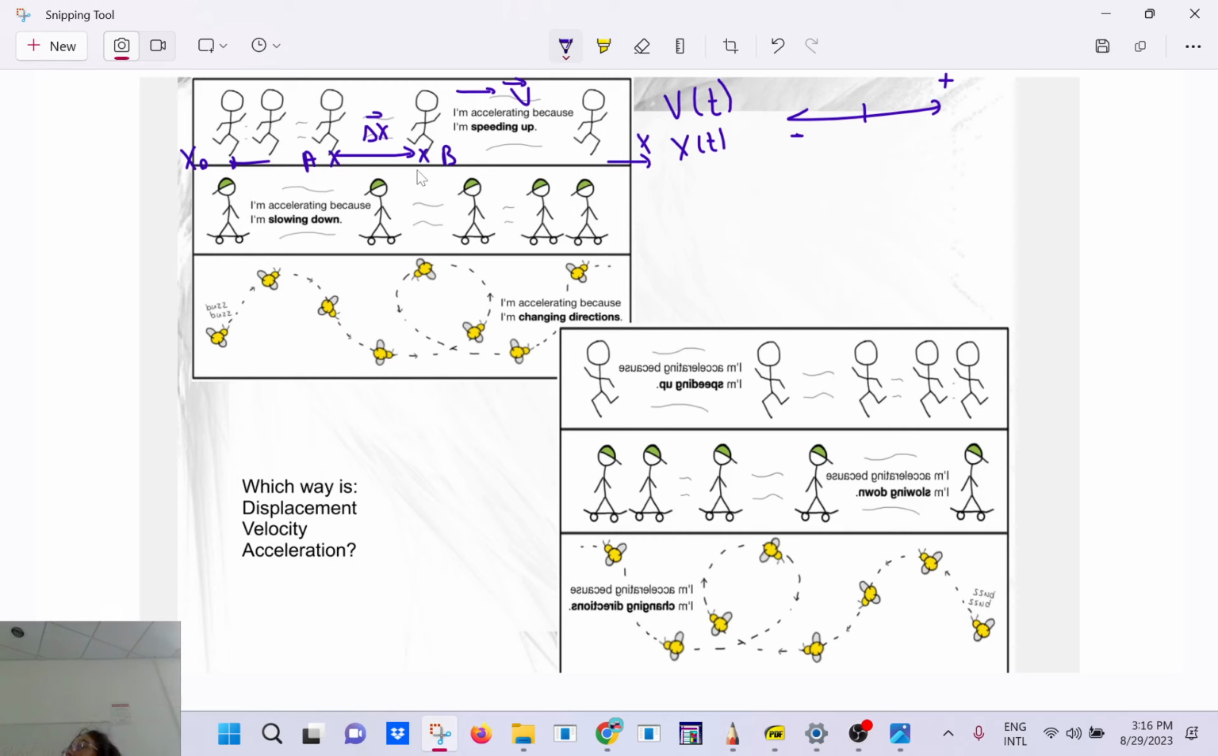How do you distinguish velocity? You're saying that. Okay, so in that case, the velocity will be equal to the speed.